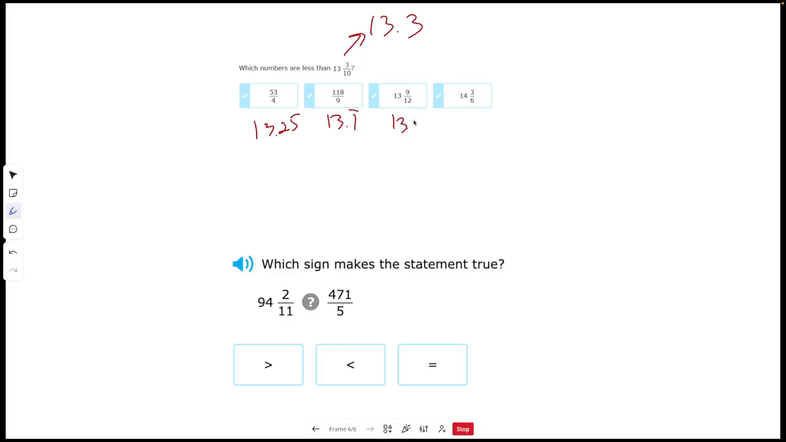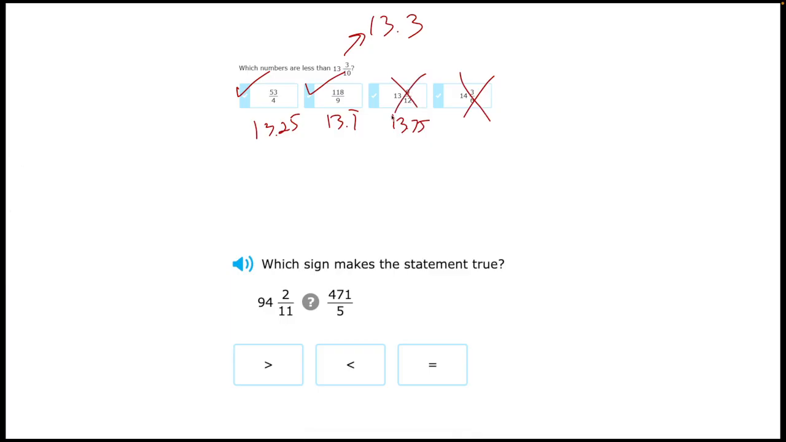This is 13.75. And I'm not going to convert the last one, 14 and 3 over 6, because it said which numbers are less than 13. Well, 14 is obviously not less than, so that's too big already. For this one, 13.25 is good, 13.1 is also good, 13.75 does not work.